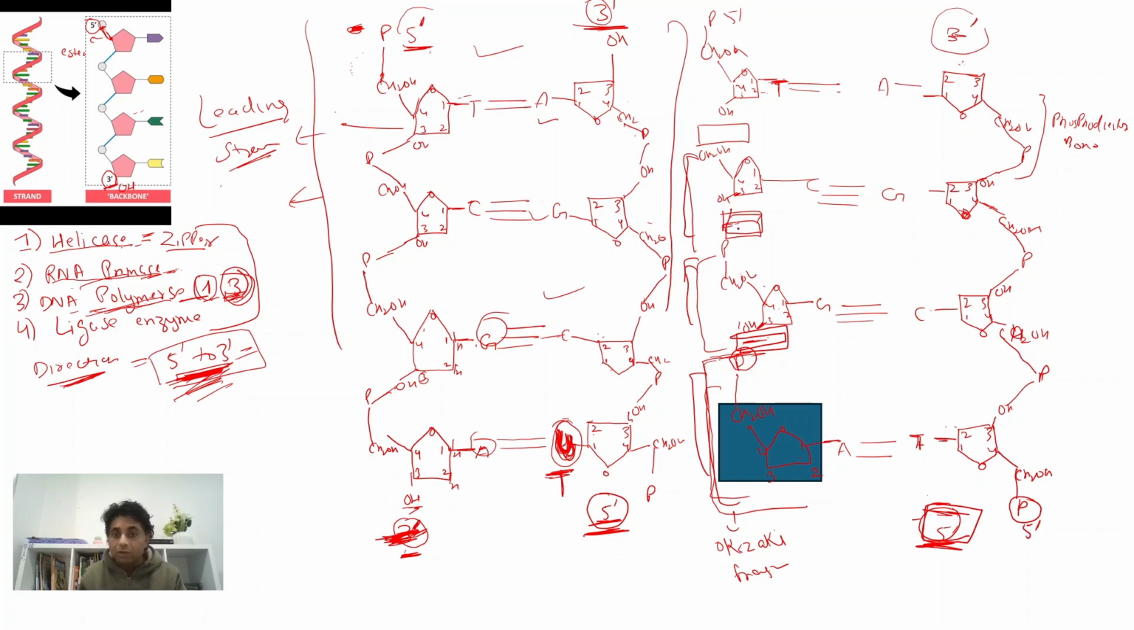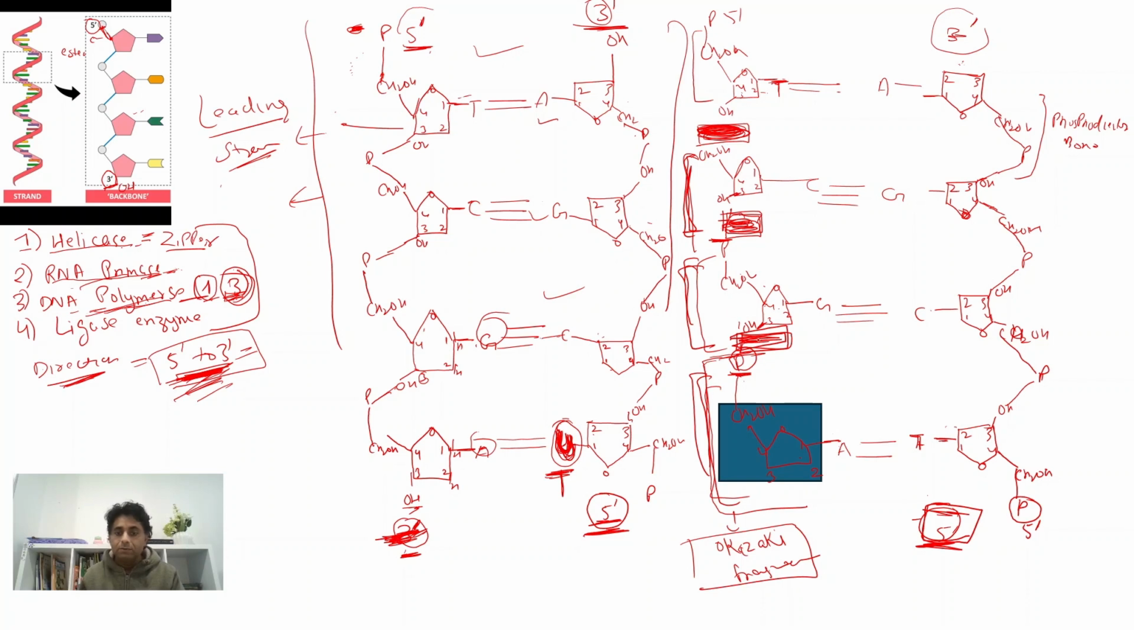Now we have the gaps here. In each fragment we have a gap between the hydroxyl group and the phosphate group. Here you can see the phosphate group and the hydroxyl group. Here is the gap, here is the gap, these are the gaps, because the DNA is built up in the form of fragments. These fragments, as I already explained, are called Okazaki fragments.